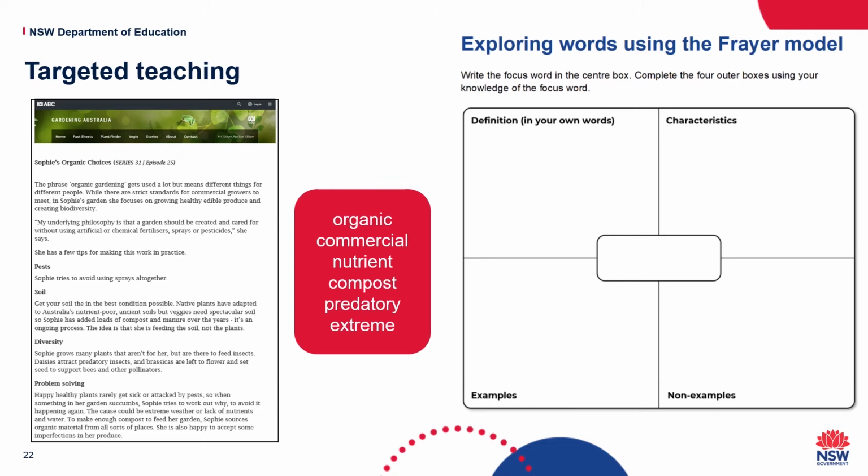A Freya model is best used following explicit instruction as an opportunity for students to further explore, consolidate, and deepen their understanding of vocabulary. It can be used to develop students' understanding of Tier 2 and Tier 3 words. The titles in each of the boxes on the Freya model can be adapted according to need and teaching focus.